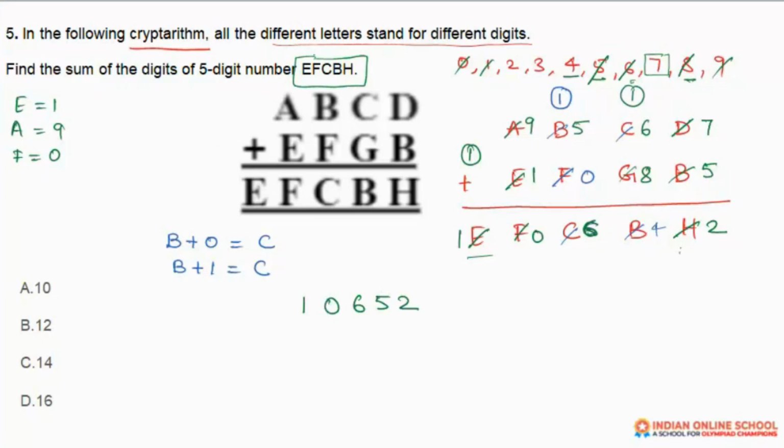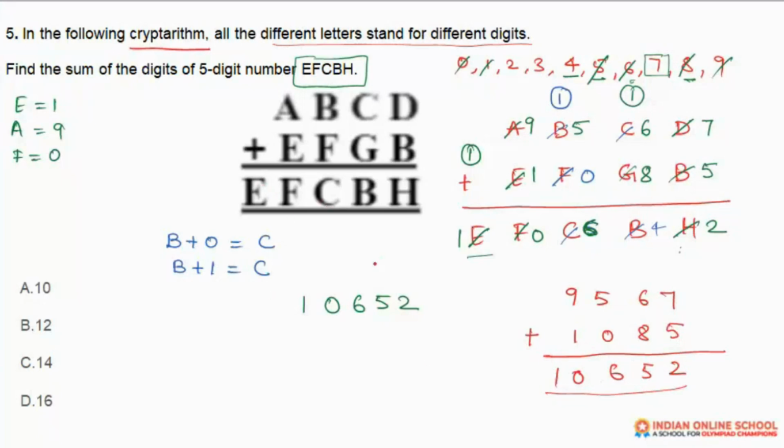Because for all the letters, we are getting 9, 5, 6, 7. We are adding it with 1085, and when we add it with 1085, we are getting 25601. Okay, so the value of EFCBH we are getting is this, and the question is asking for the sum of the digits of this. So we need to add all of them, and when we add all of them, we get the number 4. Okay, so that's why our answer needs to be option C, number 40.